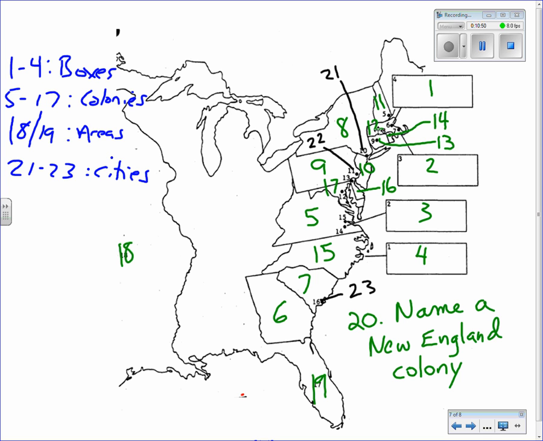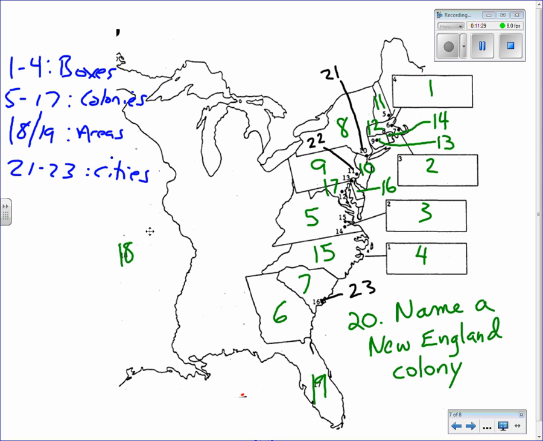12 is Massachusetts. Good time to spell this out. Massachusetts. That's Massachusetts. 13 is Connecticut. 14 is Rhode Island. Rhode space Island. 15 down below, North Carolina. 16 here is pointing towards Delaware. 17 is pointing towards Maryland.